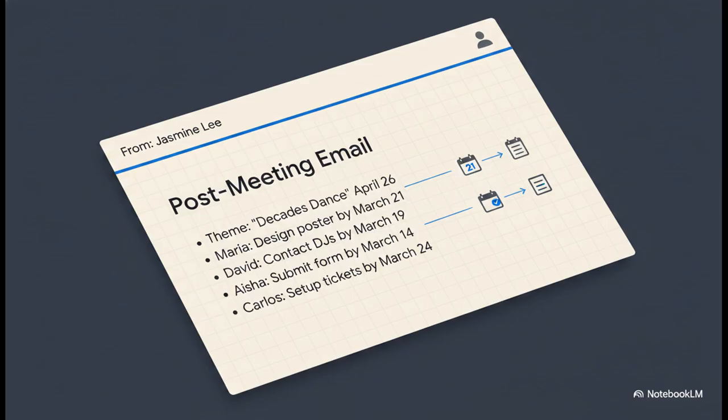Take a look at this example from Jasmine Lee right after a planning meeting. It is just incredibly clean. She summarizes the key decisions made, like locking in the Decade's dance theme on April 26th, and then uses these really clear bulleted lists for the action items.